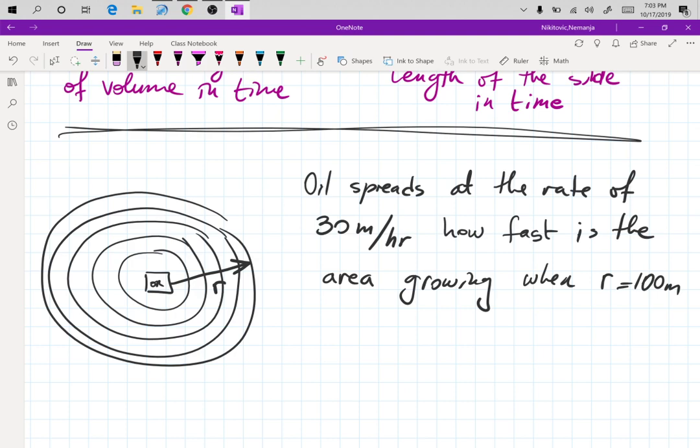Guys, 100 meters is 50 times my height, right? So imagine 50 of me, right? And that's going to be the radius around the rig, and it's growing. So now, what? Yeah, it's terrifying, right? 50.